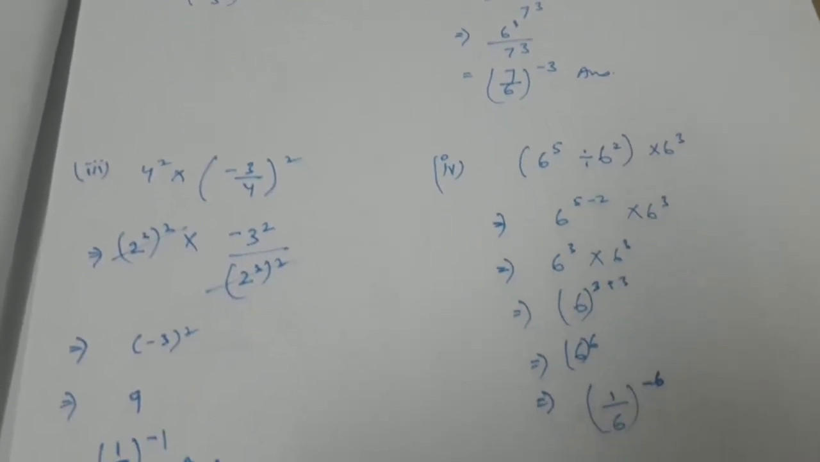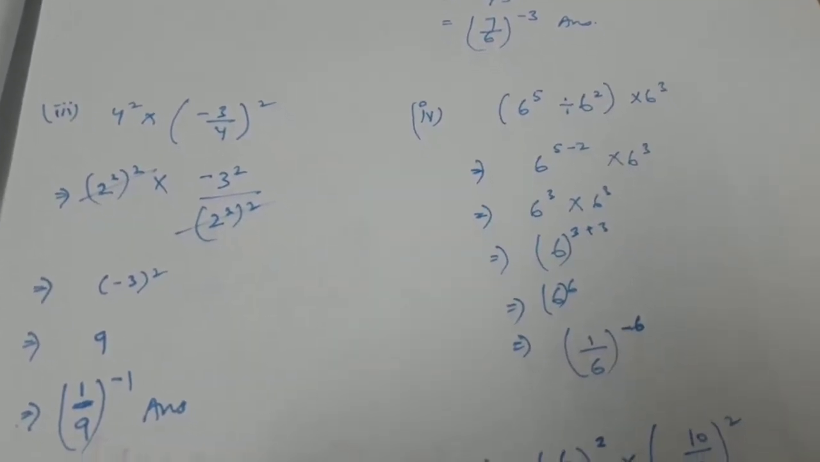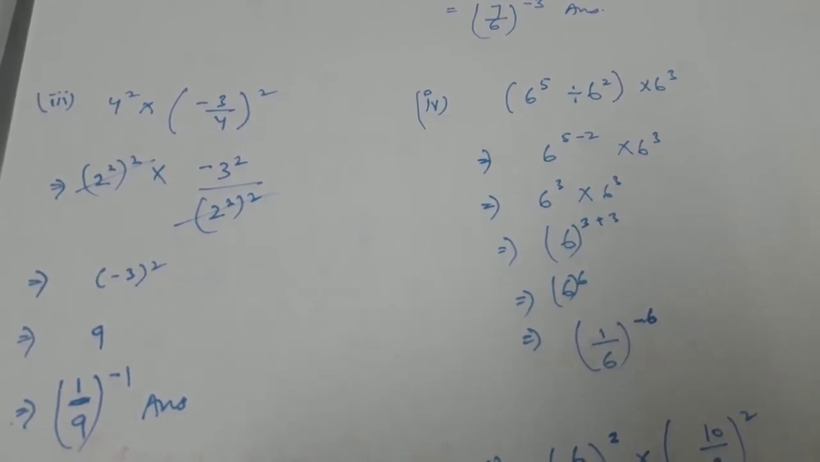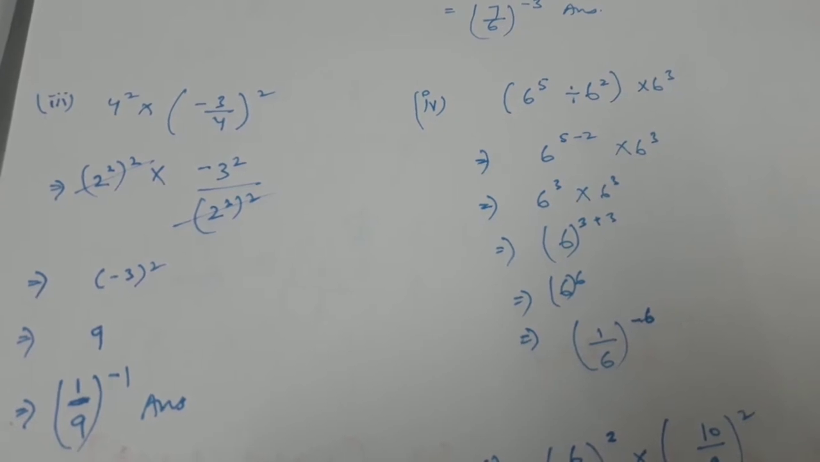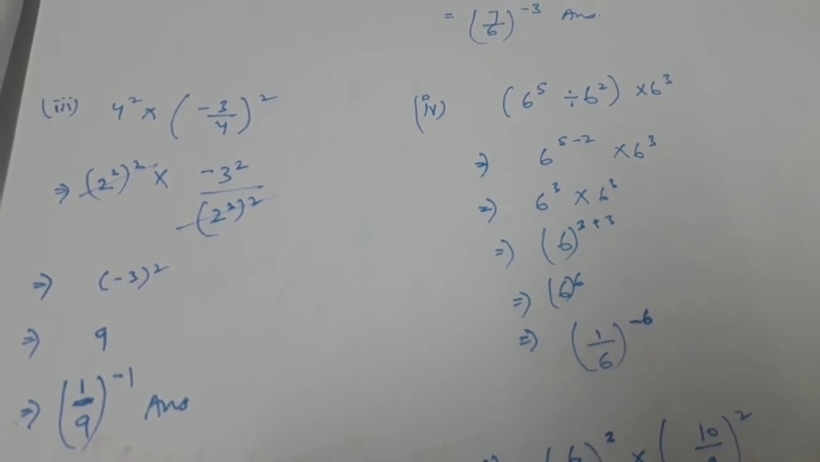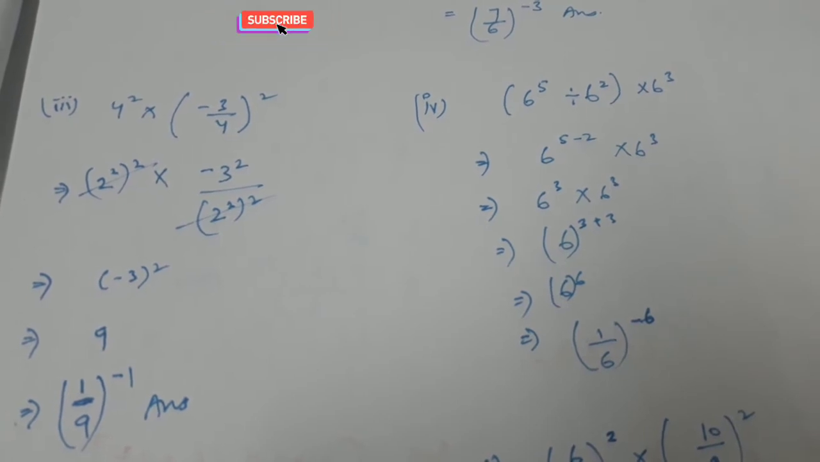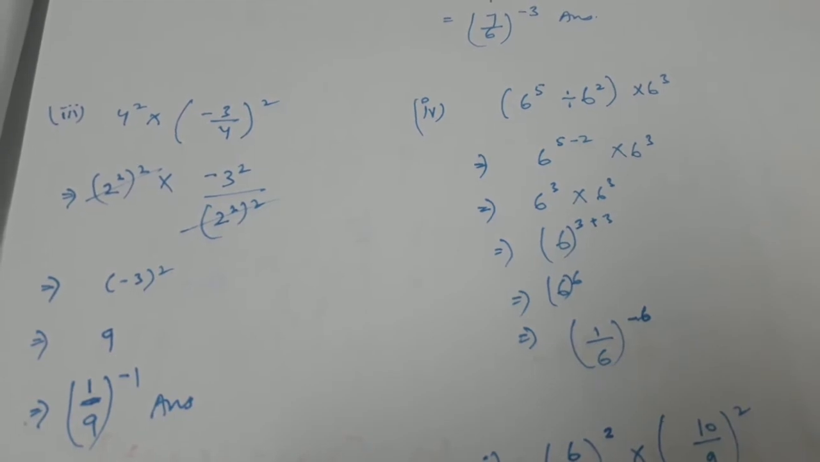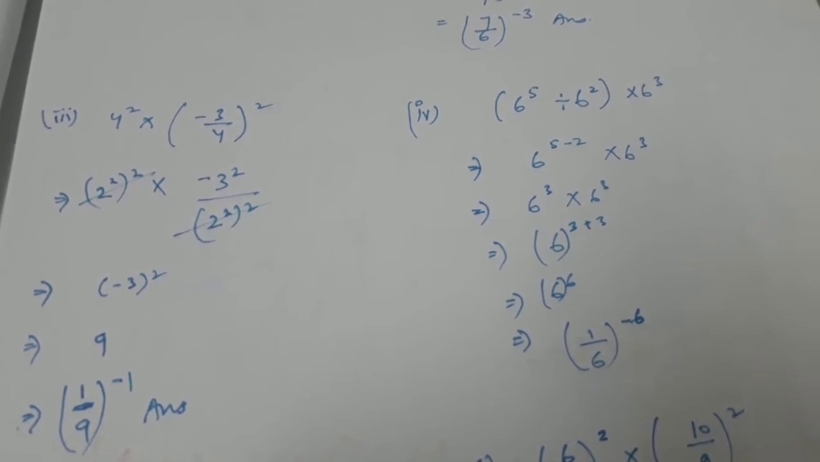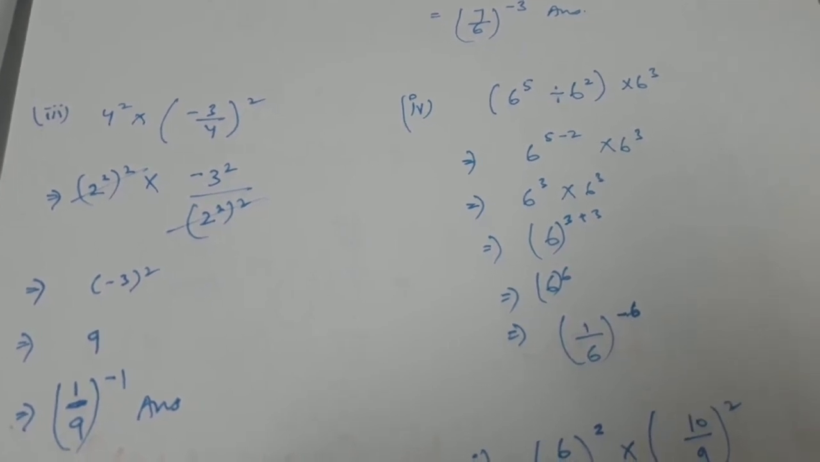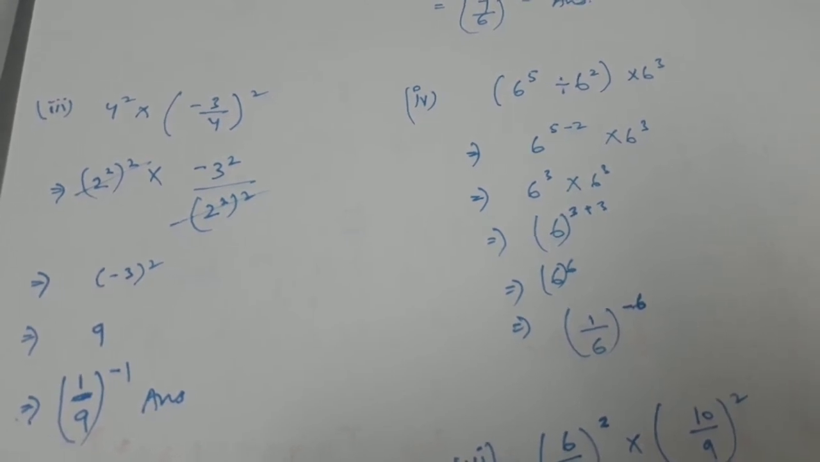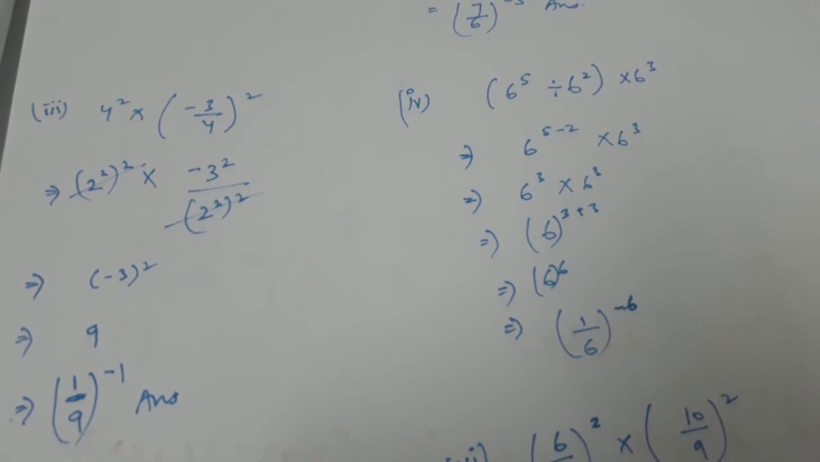In part third, we have been given 4 square into minus 3 by 4 raised to the power 2. So 4 square can be written as 2 raised to the power 2 whole raised to the power 2, into minus 3 raised to the power 2 by 2 raised to the power 2 whole raised to the power 2. That is, 2 raised to the power 2 by 2 will get cancelled. So we will be left with minus 3 by minus 3 raised to the power 2, which is 9. So 9 will be converted into power notation: 9 would be written as 1 by 9 raised to the power minus 1.